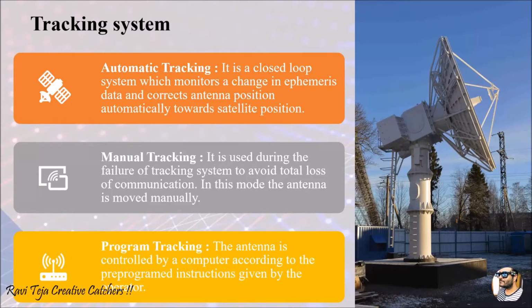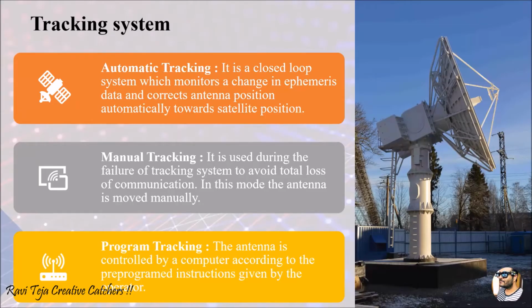There will be a few antennas which are separately designed for transmission and reception of the signal. Similarly, there will be a few antennas which are separately designed for tracking of the satellites. These antennas always keep an eye on the particular satellite with which they are communicating. Along with the satellite acquisition, these tracking antennas also have three more types: automatic tracking, manual tracking, and program tracking.